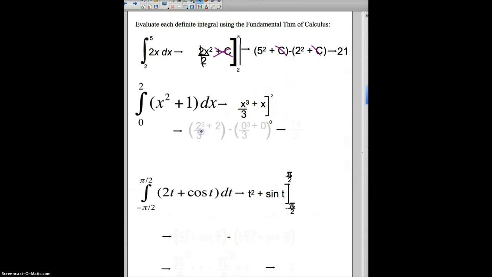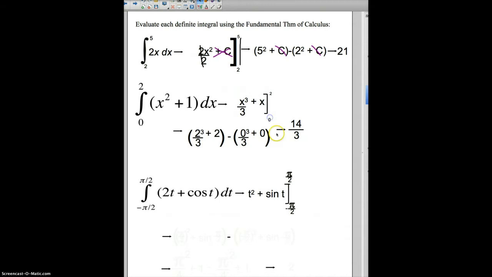2 cubed over 3 plus 2. Now remember to plug the 2 into both of these places. A common error is to plug the 2 into here and then the 0 into the second place. No, you plug 2 into the whole antiderivative, so that's that. Then you plug 0 into the whole antiderivative, and that gives you that. So this is 8/3 plus 2. When you add those together, you get 14/3, and this is 0, so we're not really subtracting anything. I know that looks like that 0 is the exponent of that, but it's really part of the antiderivative up here.